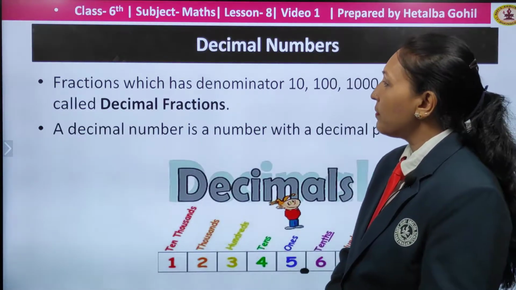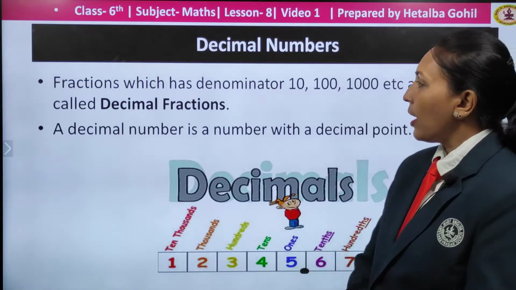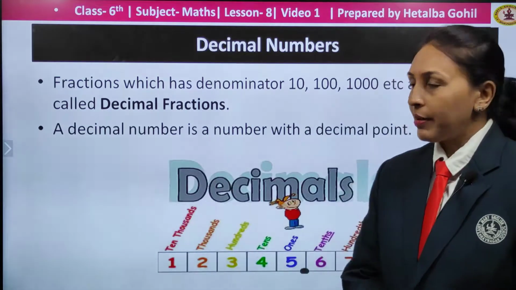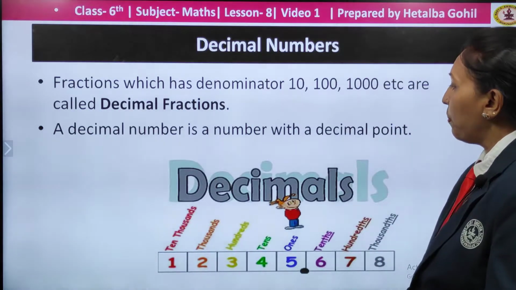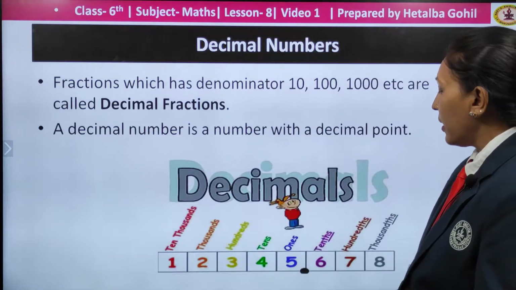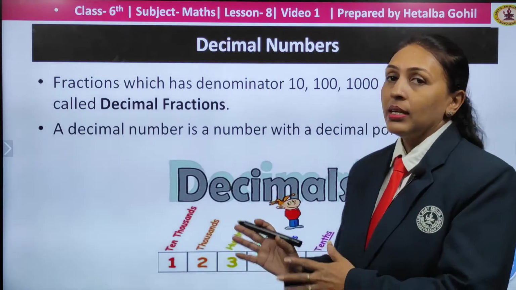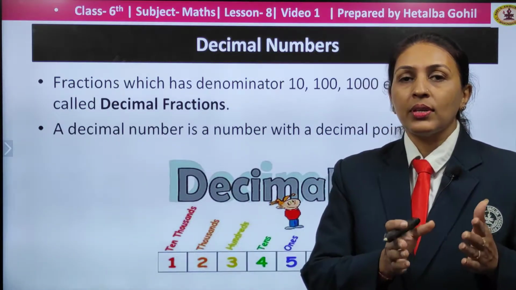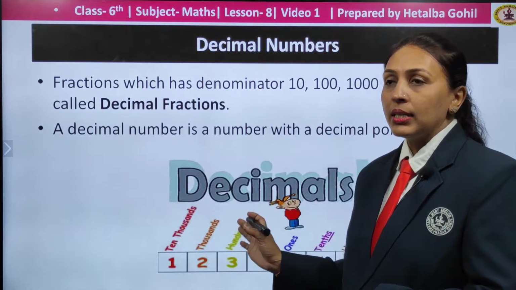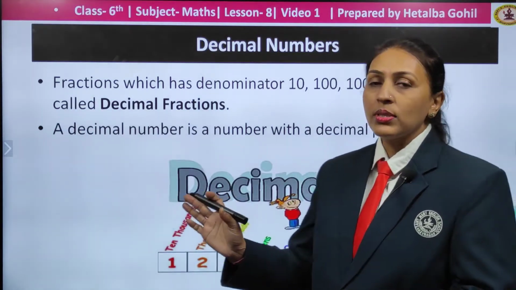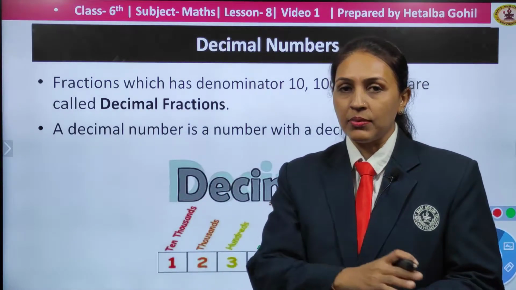Now, fractions which have denominators 10, 100, 1000, etc. are called decimal fractions. A decimal number is a number with a decimal point. Okay, so here we have learned, children, the place values from ones, tens, 100, 1000, 10,000, lakhs, 10 lakhs and so on. That is, we have learned the place value system in the international and national system, the Indian system, children, right.